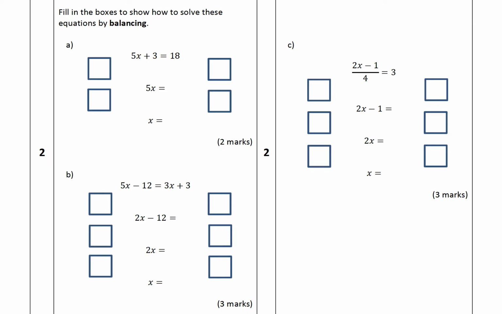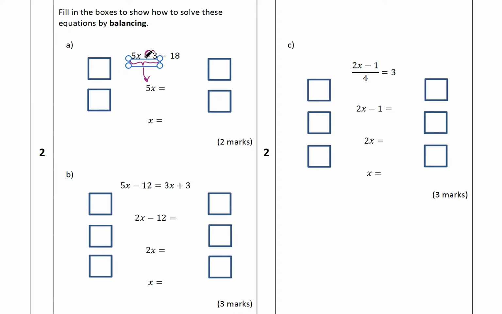On to question 2. We need to fill in the boxes to show how to solve these equations by balancing. It's the same method we used in the question above, except it's just basically getting marks for showing the working, even easier. Okay, so the really easy way to do these ones is just to see how this has changed to just become 5x. What's gone missing?